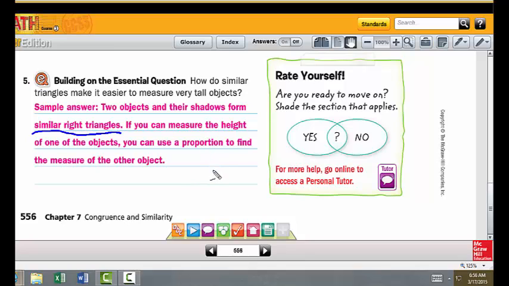They're very, very close to exactly the same. If you can measure the height of one of the objects, you can use a proportion to find the measure of the other object. Just exactly like we've been doing for these problems. Please do independent practice.